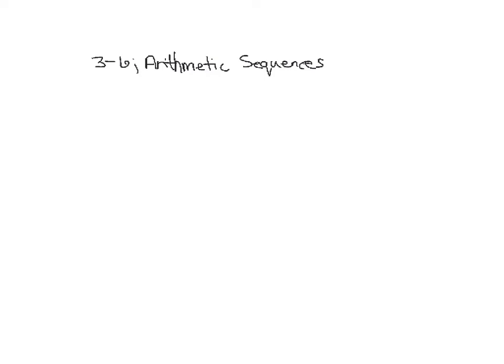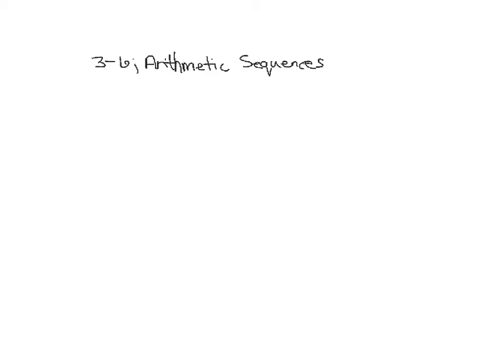Okay, let's talk about some words real quick. A sequence is a list of numbers that may form a pattern. Each number in a sequence is a term. When the terms of a sequence differ by the same number, the sequence is an arithmetic sequence.